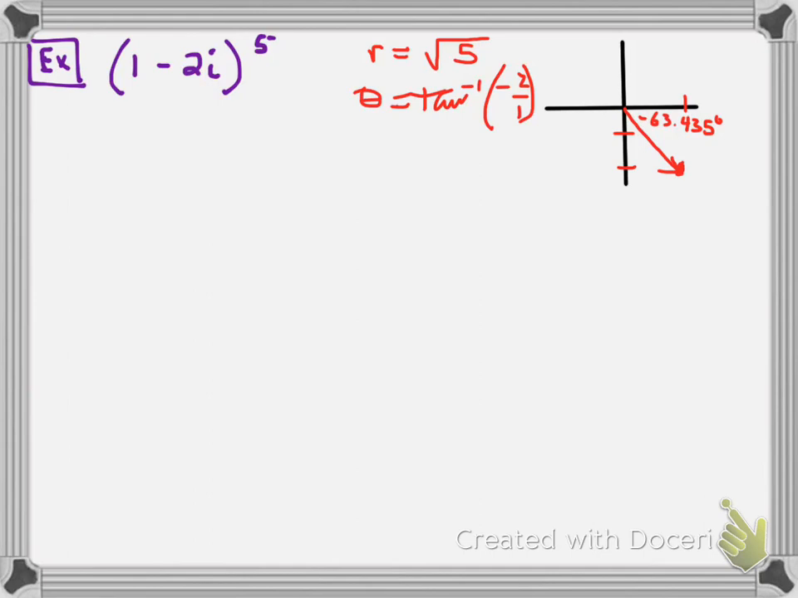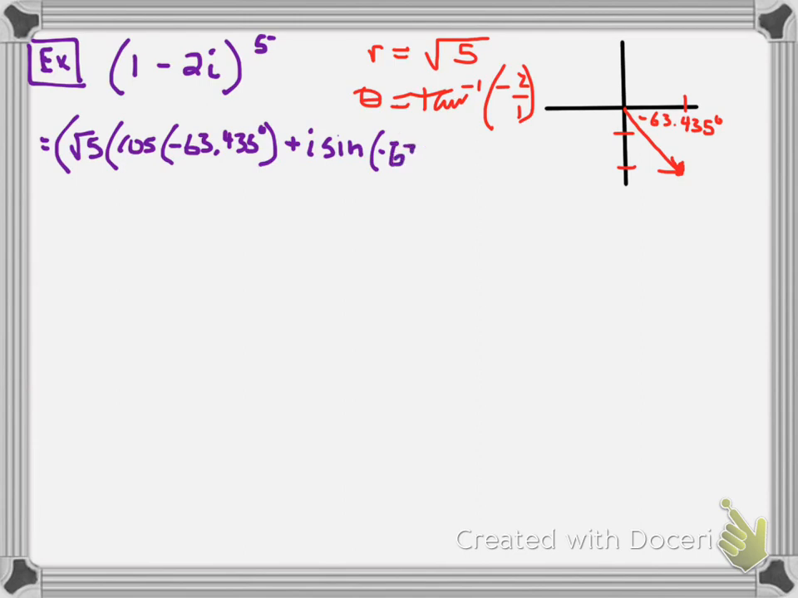So now I'm ready to write this in polar form. This number is equal to the square root of 5 times cosine of negative 63.435 degrees plus i sine of negative 63.435 degrees, and we're raising this all to the 5th power.